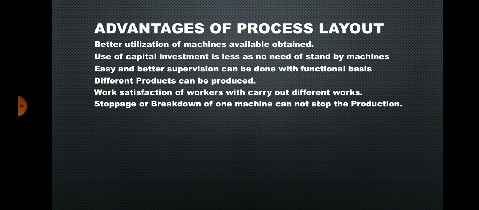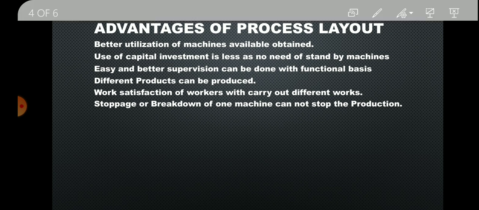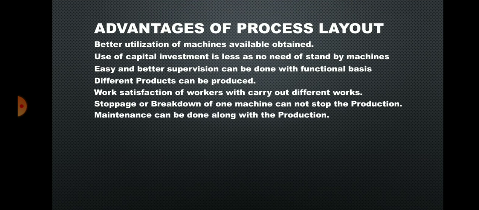Stoppage or breakdown of one machine cannot stop the production because it's a function layout and different machines perform different operations. So there are no chances of complete stoppage or breakdown. Maintenance can be done along with the production. Here in the function type of layout, machines with more work require more maintenance, while a machine that is idle or has less work requires less maintenance. So these are the advantages of process layout, and flexibility in manpower and equipment is also obtained.